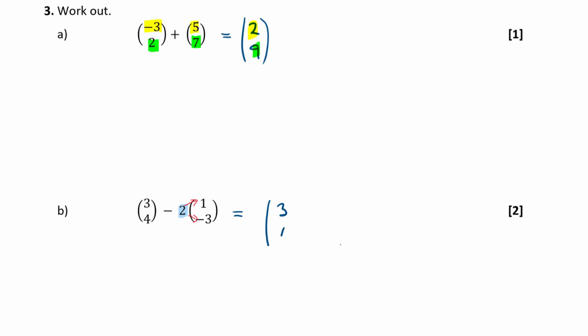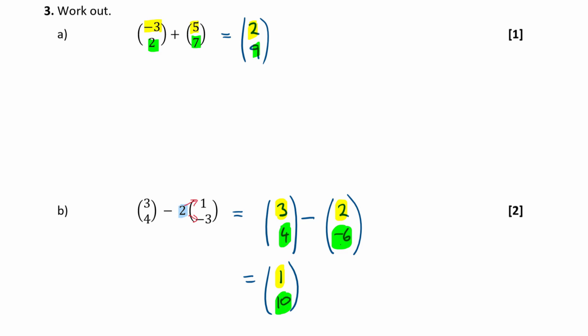So that gives me 3, 4, subtract 2 lots of 1 is 2, and 2 lots of negative 3 is negative 6. Okay, just as last time, and then we're now going to subtract the 2 bottom numbers together. So 3 subtract 2 is going to give me 1, and 4 subtract negative 6 is going to give me 10. So the 2 yellow ones gave me that one, and the 2 green ones gave me that one there. Okay, so that's my answer. 1, 10.